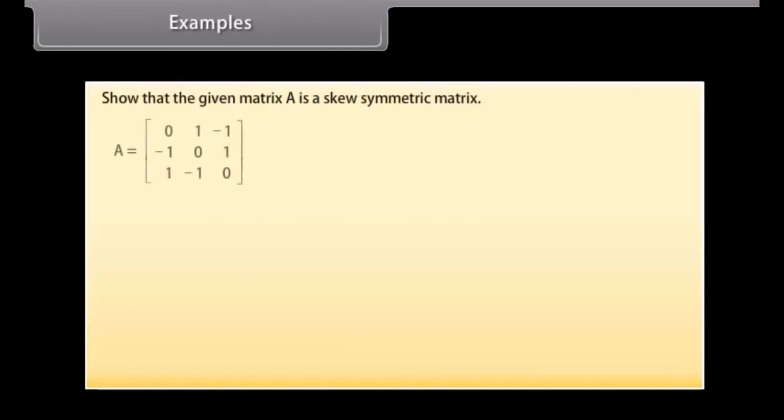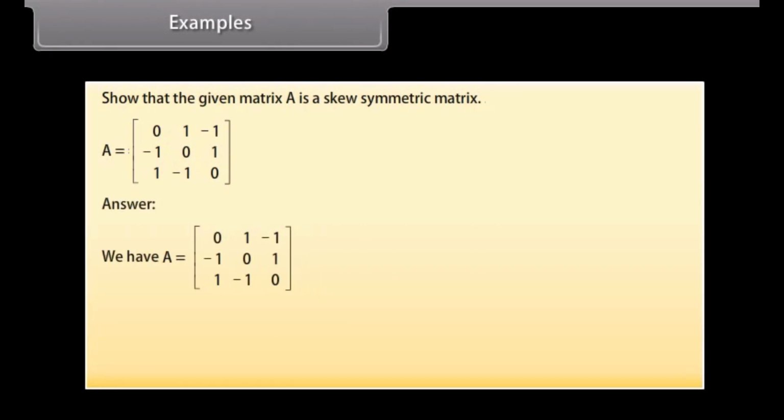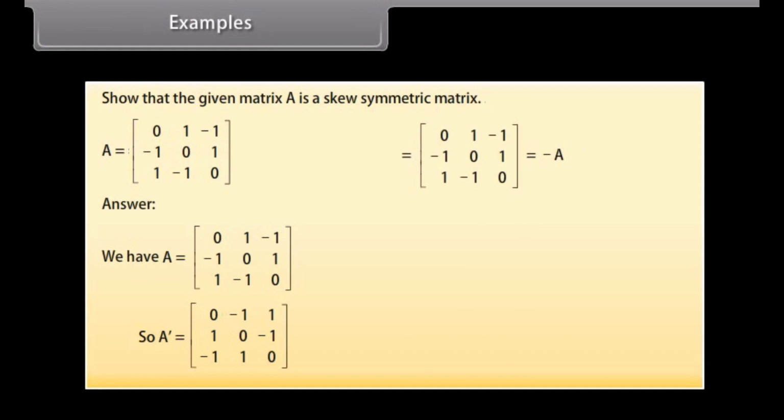Examples. Show that the given matrix A is a skew symmetric matrix. We have given A, so A transpose is matrix row-wise, first row 0, minus 1, 1, second row 1, 0, minus 1, third row minus 1, 1, 0. We can see that this is equal to minus A. Therefore, A dash is equal to minus A. Hence, A is a skew symmetric matrix.